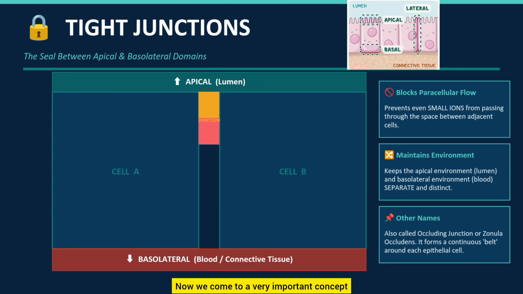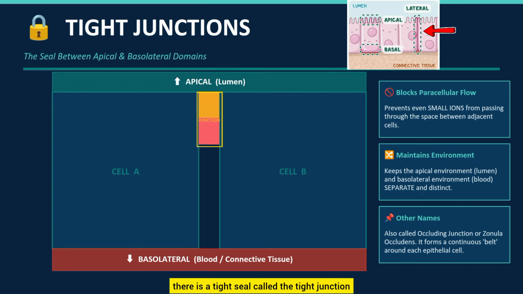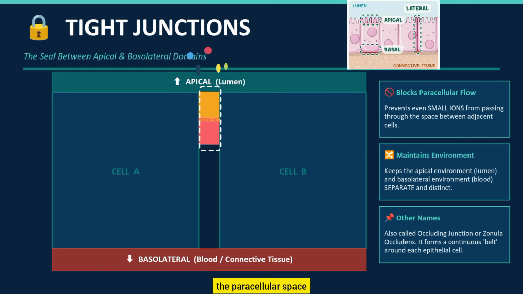Now we come to a very important concept, tight junctions, also called occluding junctions or zonula occludens. What are they? Imagine, cell A and cell B are sitting side by side. Between them, right at the top, near the apical surface, there is a tight seal, called the tight junction. What does it do? This seal is so tight that even small ions cannot pass through the paracellular space, meaning the gap between the two cells.